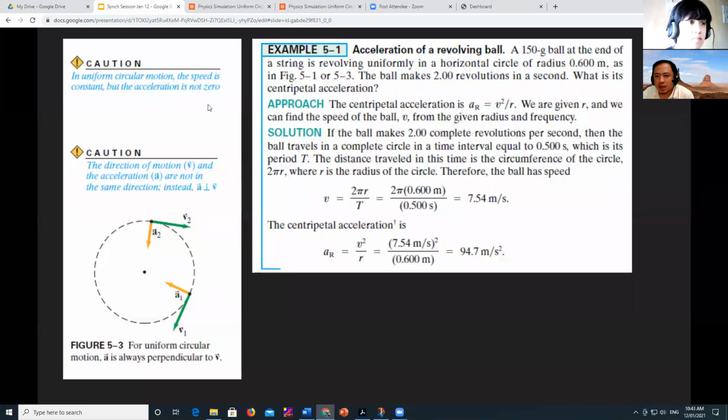Okay, so there's a word of caution here. In uniform circular motion, the speed is constant, but acceleration is not zero. Why is acceleration not zero, when in fact speed is constant? Anyone? Why is acceleration not zero?